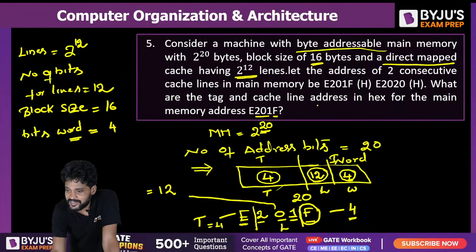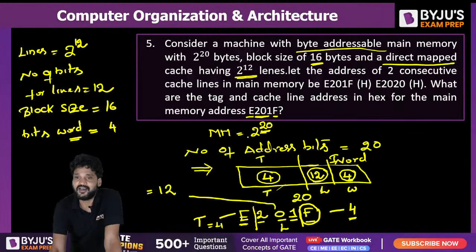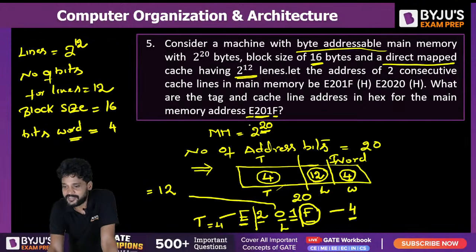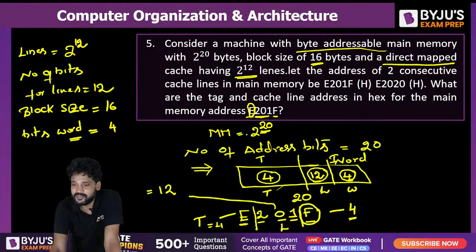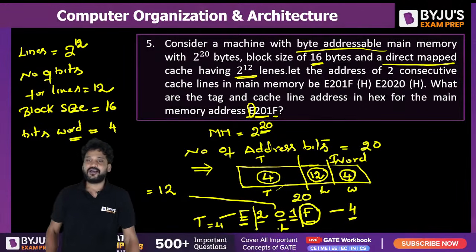What are the tag and cache line address in hexa for the main memory address E201? E is the tag, 201 is the line field. I hope you got my point, right? E is the tag digit. Did I make myself clear, Anita? E is equal to the tag digits and 201 is the line field.